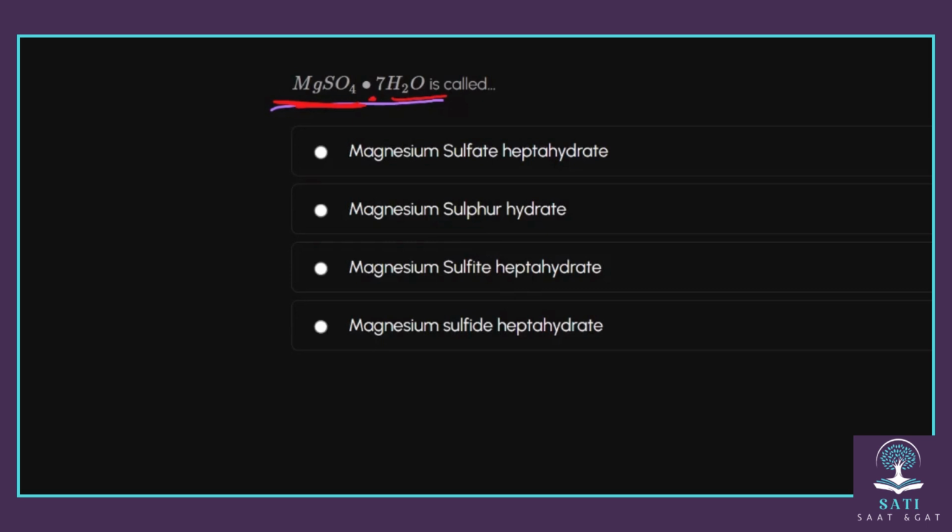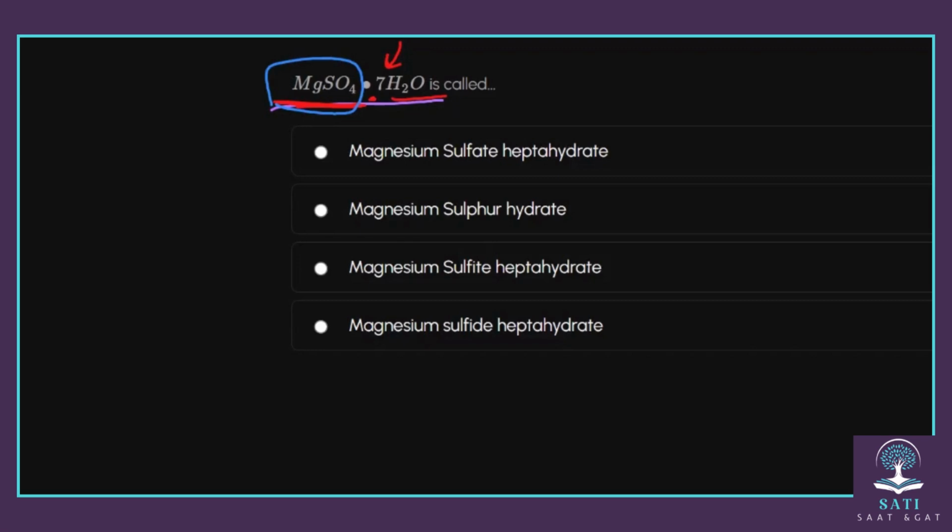Like here it's 7, so that means 7 molecules of water are now attached to the salt of magnesium sulfate. Good. So that means we call it a hydrated salt. But how do we read it? When we read it, we read it in this way. The first part we read as we usually do. So we read magnesium what? Sulfate. Good. This is the first part.